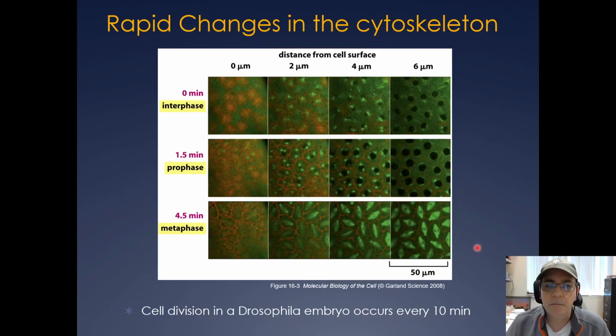Just to give you an idea of how dynamic the cytoskeleton is, this is a Drosophila embryo, and it turns out that cell division in a Drosophila embryo occurs around every 10 minutes. If you're looking at interphase, the actin and microtubules are pretty diffuse, and then all of a sudden when you start to enter prophase, the centrioles move to different poles of the cell, and then you get the mitotic spindle forming, and it all happens very quickly. This is a time lapse of under 5 minutes.